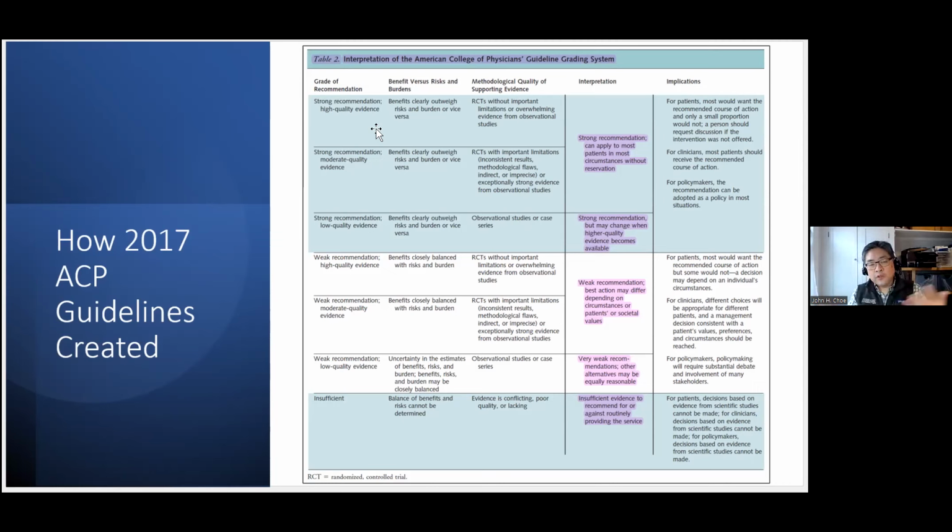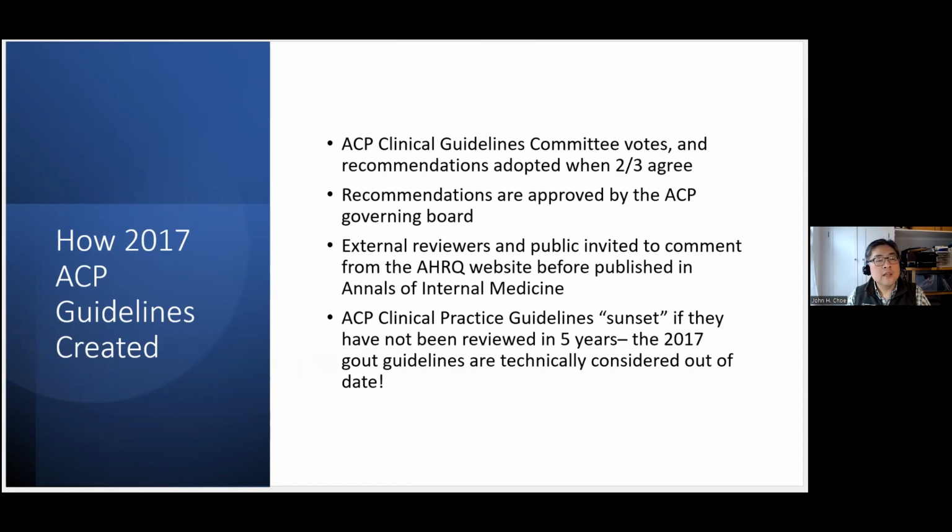Once they've created the grid, then they have a series of interpretations based on that grid, and they say, based on this, we would put this into the strong recommendation, we put it into the weak recommendation, or we put it into the insufficient evidence. They then, with this information on these questions, vote. So the 11 members vote, and when 2/3 of them agree, then it's adopted.